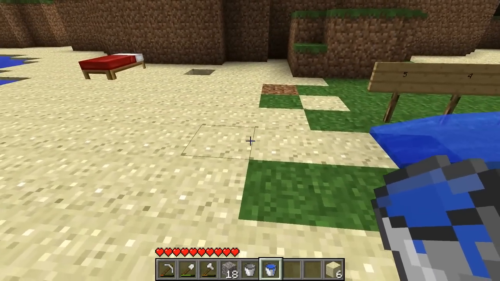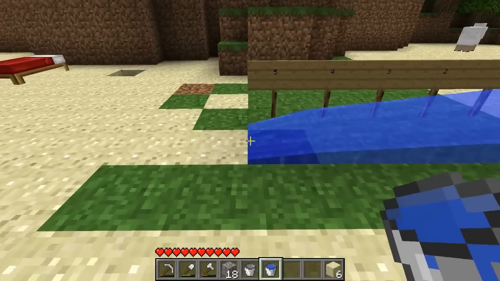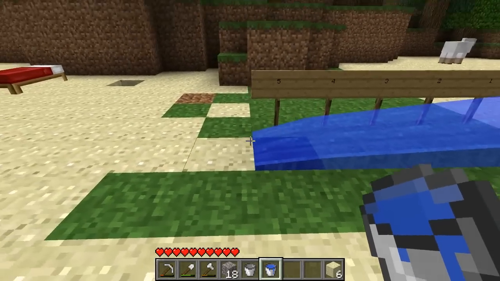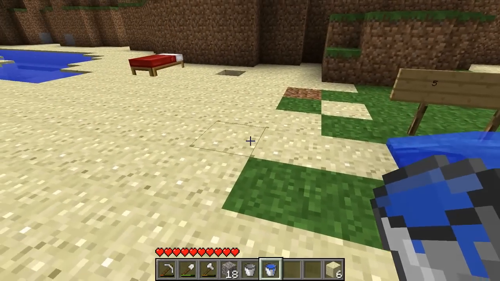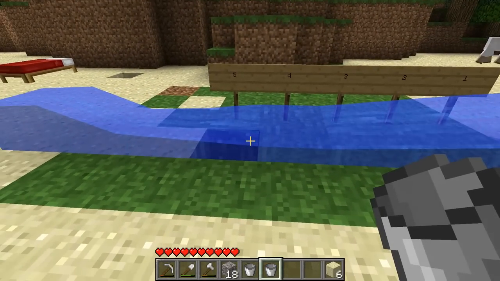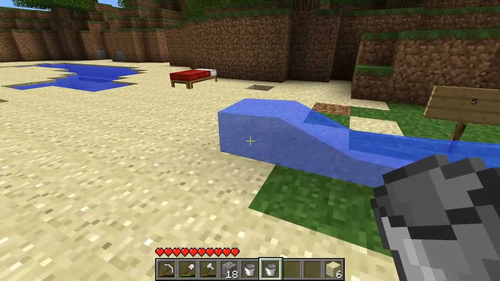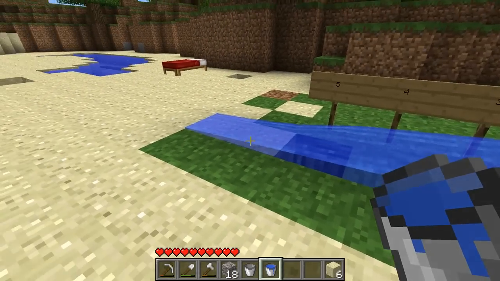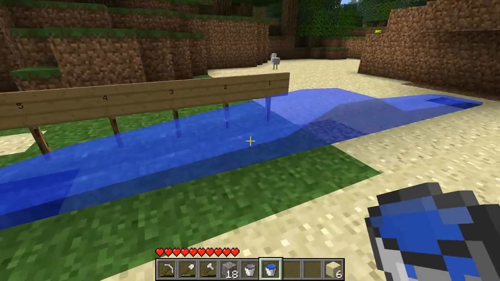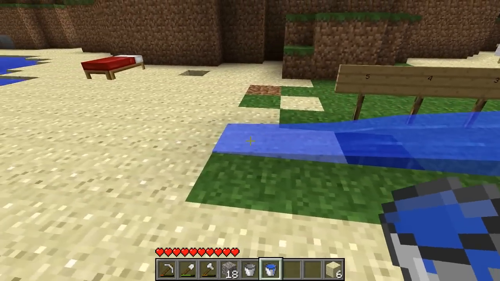So if I was to place a water block here, it would flow toward this hole and its 2 streams would connect, like that. And then if I was to remove it, well, then this stream would be extended to the full 7th length.